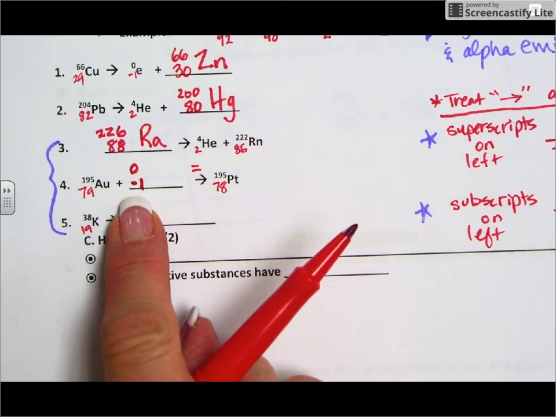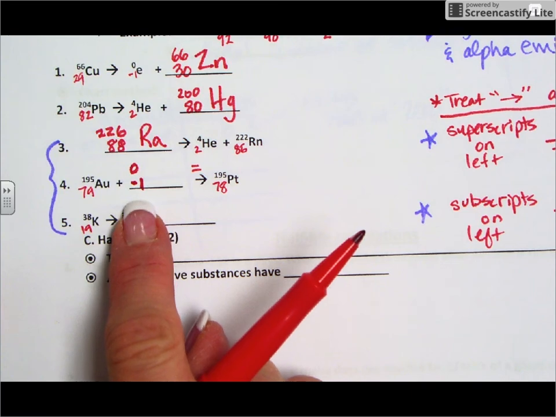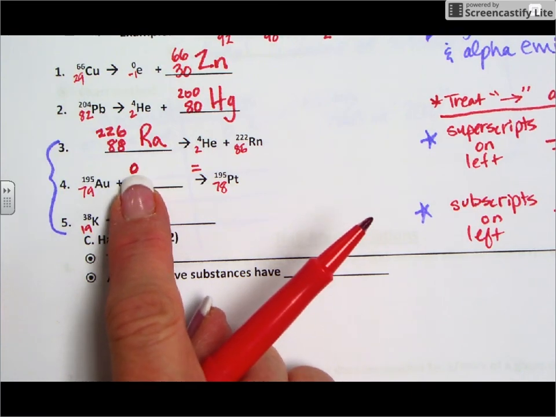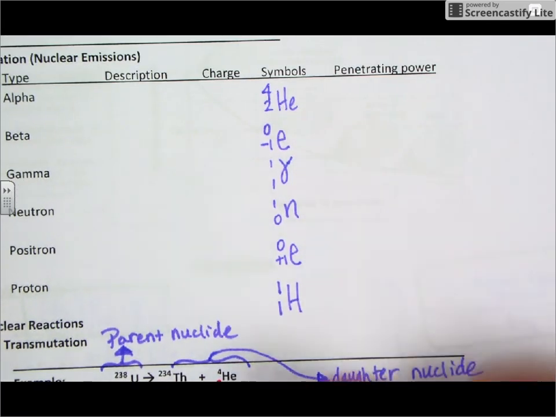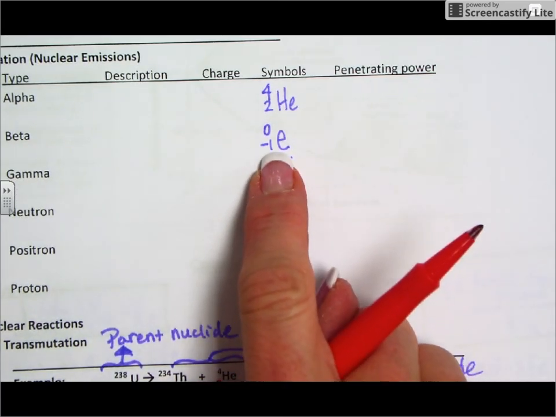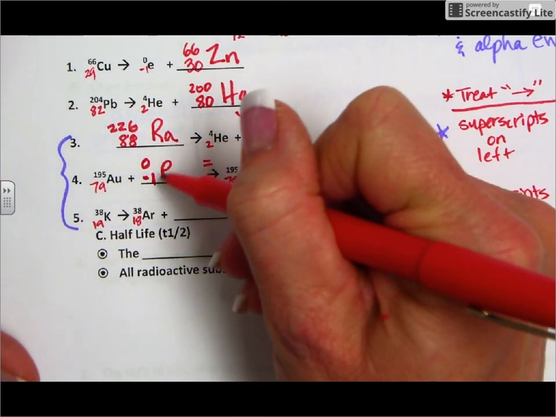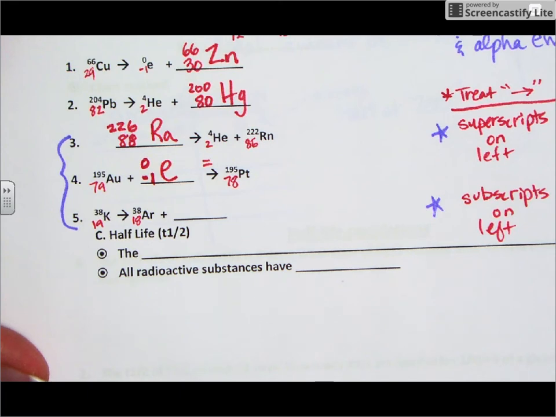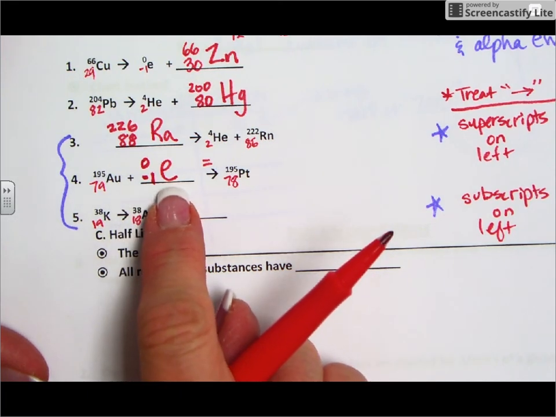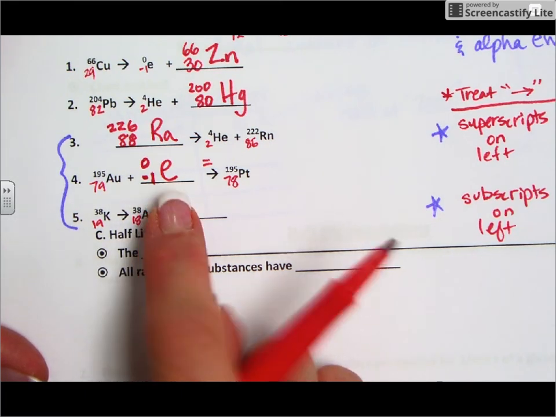So what you want to do now is figure out which of your emissions matches the mass and the charge here. Now there's only one of our emissions that has a negative charge, and that's your beta particle. So that's what you're going to put there for your symbol, 0, negative 1, e. So this would be considered a beta capture.